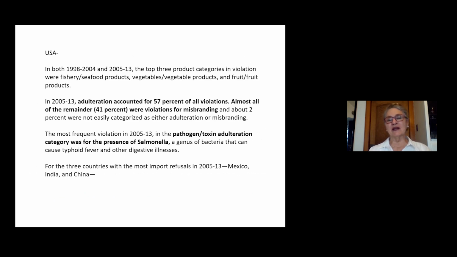So adulteration accounts for about 57% of violations in the US, and the remainder are for violations of misbranding. The most frequent are pathogen, toxin adulteration of salmonella. So salmonella obviously is something that is a worldwide problem that we need to work harder on.